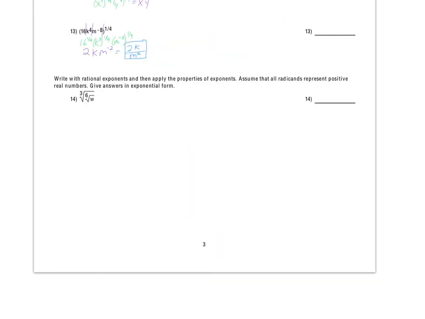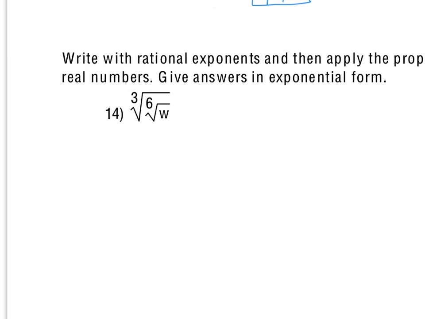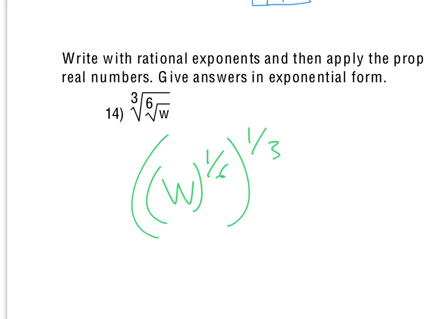Alright, for number 14, we are going to write this with rational exponents in order to get started and apply those properties for exponents. Again, we are assuming that all radicands represent positive real numbers, and they want the answers in exponential form. So again, this time they are asking for the answers in exponential form, so we can certainly do that. Switching this to rational exponents, the 6th root of w would be w to the 1/6 power, and then the cube root of that would mean to the 1/3 power.